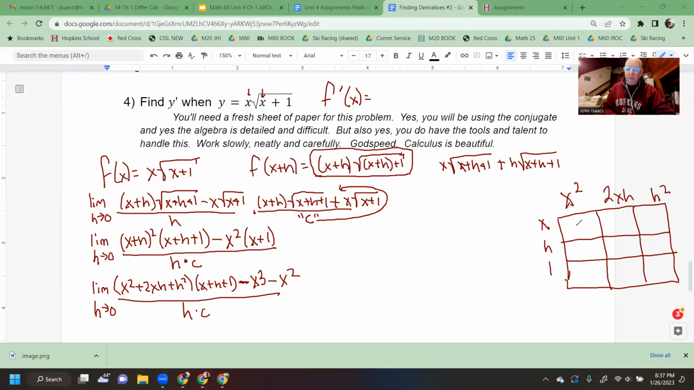So the x gets multiplied by all those things. That's x to the third, 2x squared h, and xh squared. h is going to be multiplied by all these things: x squared h, 2xh squared, and h to the third. And then 1 is going to get multiplied by the top row. That's really easy to do: x squared, 2xh, h squared.